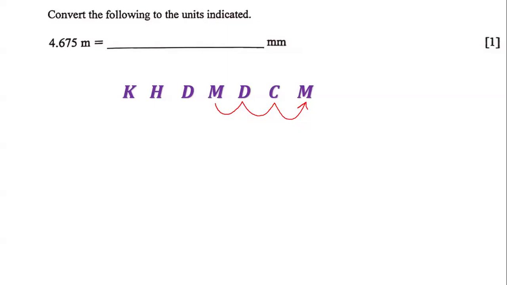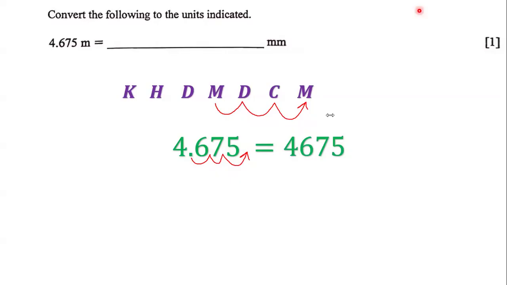So let's take 4.675, and we have this decimal point here. All we need to do is move it over 3 times to the right. 1, 2, 3. The decimal point is currently at the back of the 5. And so we actually have 4,675. That is what I got.